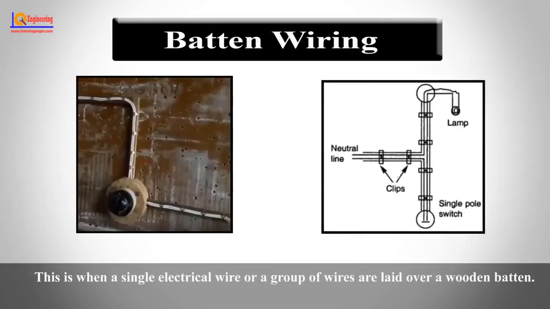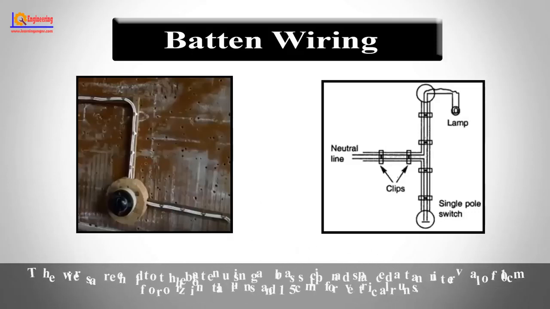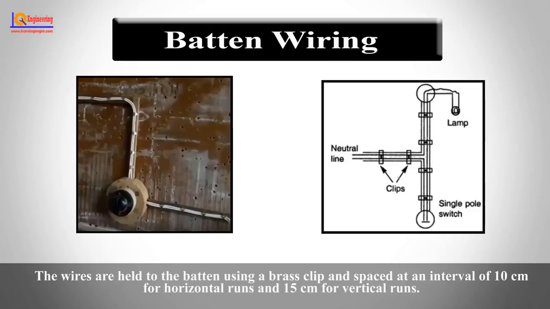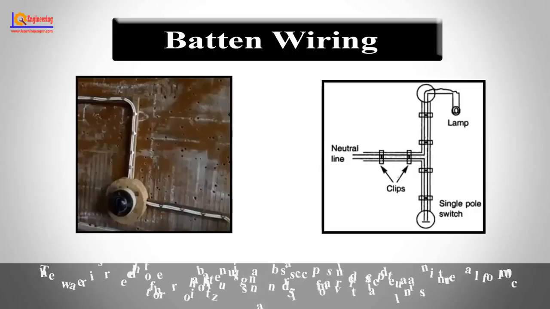Batten wiring. This is when a single electrical wire or a group of wires are laid over a wooden batten. The wires are held to the batten using a brass clip and spaced at an interval of 10 cm for horizontal runs and 15 cm for vertical runs.